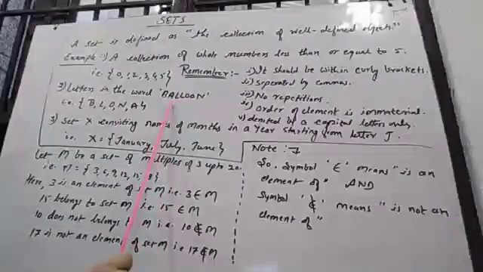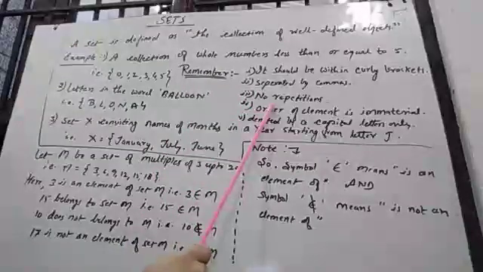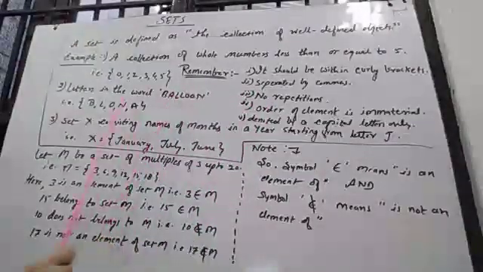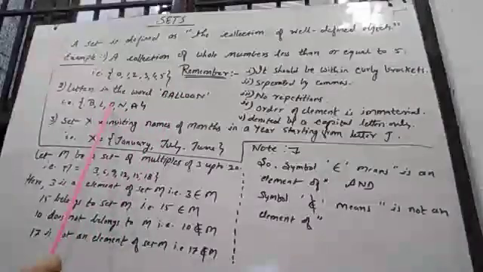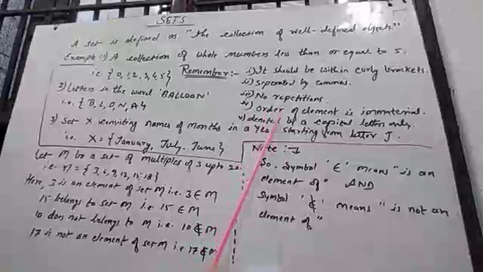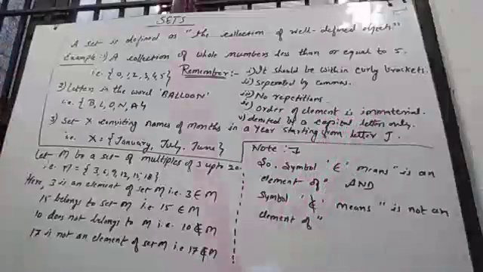2 times L is repeated, 2 times O is repeated. But we do not need to write repetition. So, for that reason, we write L once as well as O once. Only one time we write over here. As well as order of elements is immaterial.